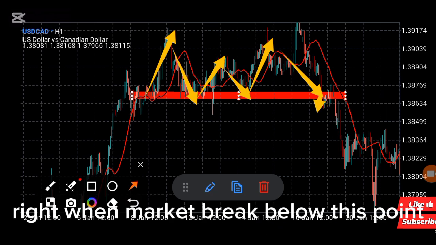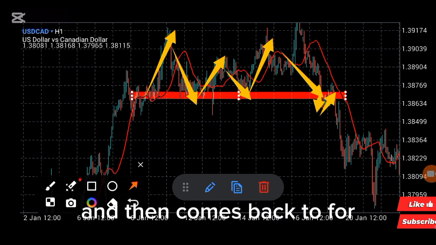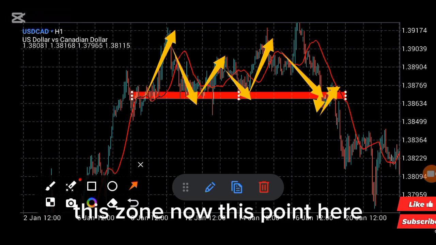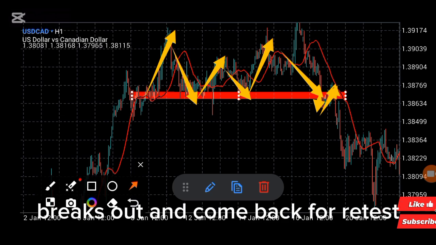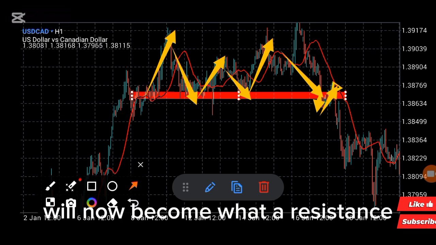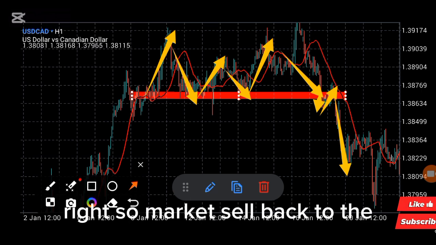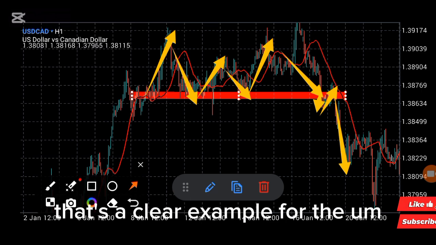When the market breaks below this point and then comes back to retest this zone, this point here, the market comes back for a retest, breaks out and comes back for a retest, what will it now become? A resistance. That's why you see the market sell back to the downside, right? So the market sells back from this. That's a clear example of support.